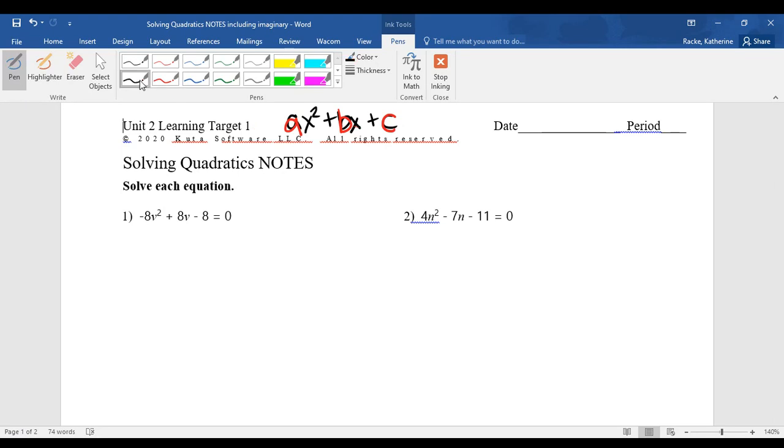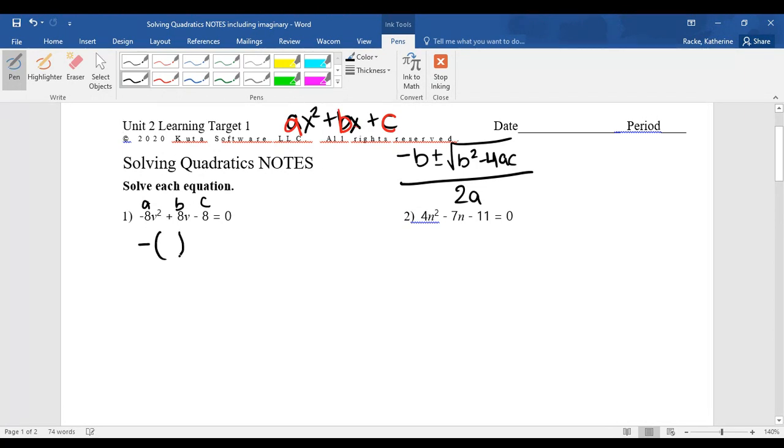You also need to know the quadratic formula, which is negative b plus minus square root of b squared minus 4ac all over 2a. You need to memorize this, okay? You're just going to be plugging your a, b, and c values into this equation and simplifying it as much as you can. Okay, so if we look at number 1, negative 8v squared is my a value, 8v is my b value, and negative 8 is my c value. Please make sure you're taking the signs in front of them with it. So let's go ahead and start plugging things in.